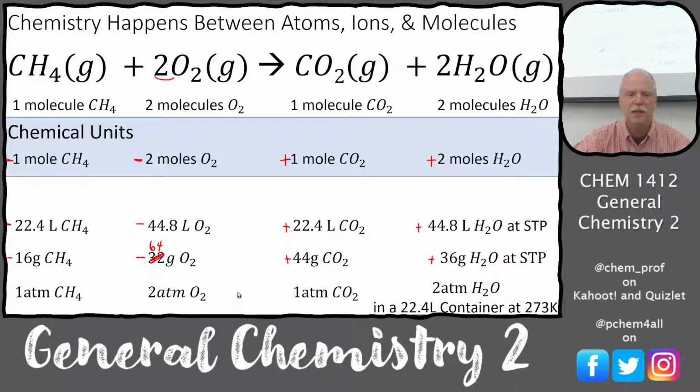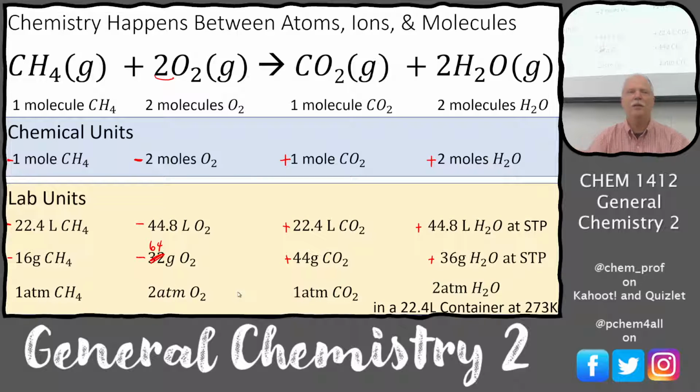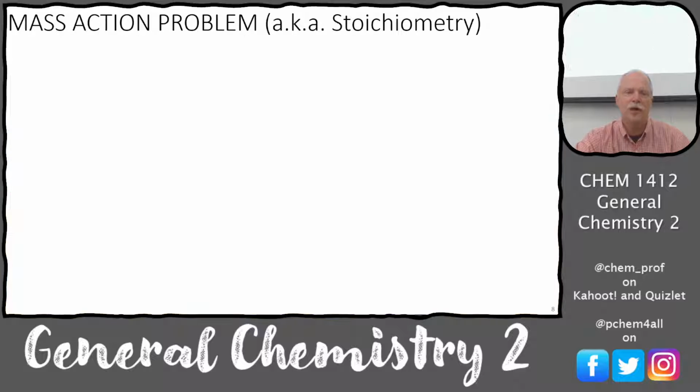Okay. So these are what I'm calling lab units. Because in the lab we have things that measure pressure, and we have things that measure mass, and things that measure liters. And so those are the units that you're going to start with in problems. They're going to say things like 4 liters of this or 16 grams of that. And that's not chemistry units. You have to convert over to chemistry units, get it into moles, and then do the math. So let's do a problem.